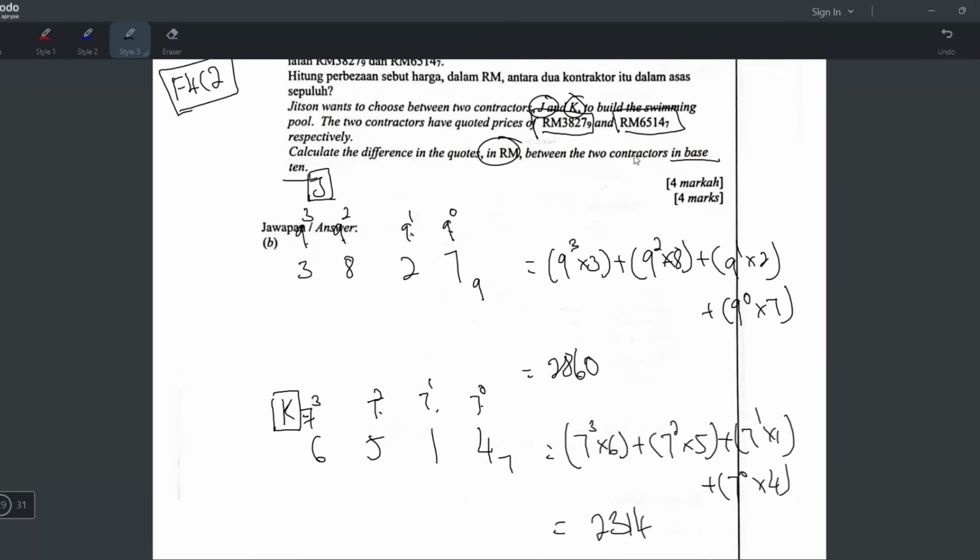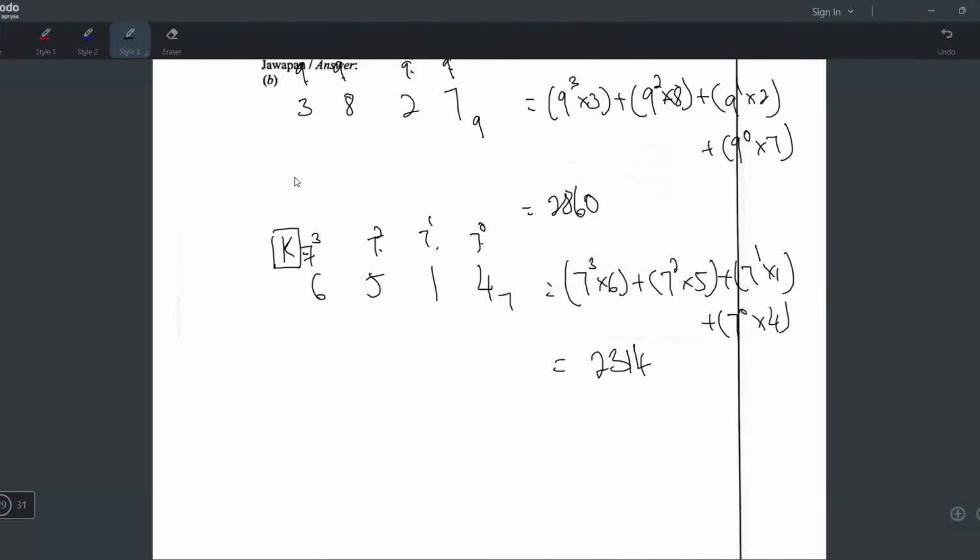Now you can find out the difference in base 10. So to find the difference, you ambil besar tolak kecil. So it will be 2860 minus 2314. And since this is the final answer, I will write RM. So what is the answer?